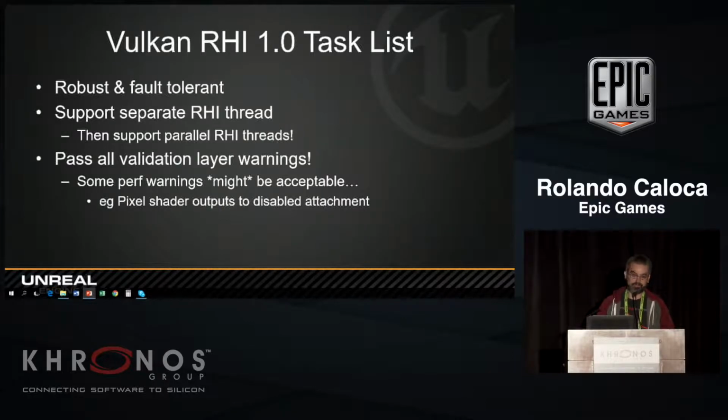We have to make it robust and fault tolerant. It has to support a separate RHI thread. That way we can go parallel on both render and RHI. And we have to pass all the validation layer warnings. Some warnings might be acceptable. For example, the warning that says you are writing to a disabled attachment in the pixel shader. We'll fix it at some point. It's not crucial, more than a warning or error like you're using a deleted sampler. Those ones you do have to fix.